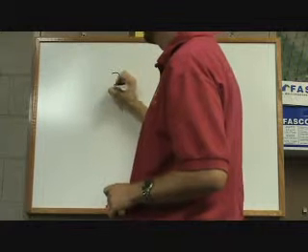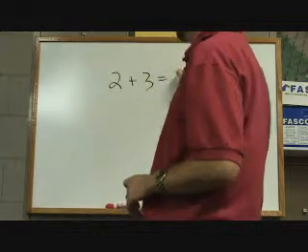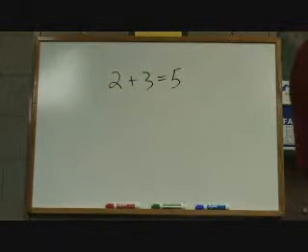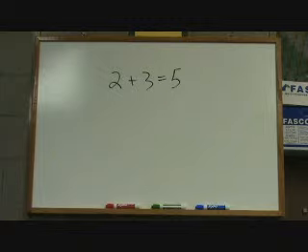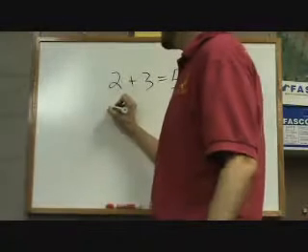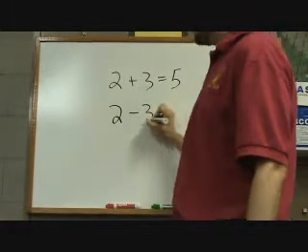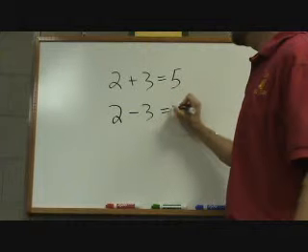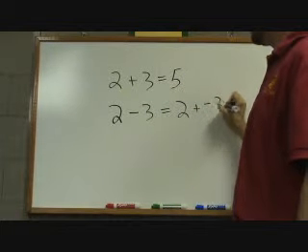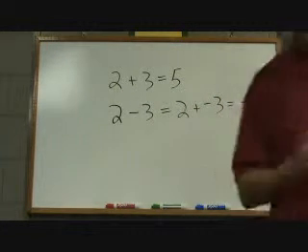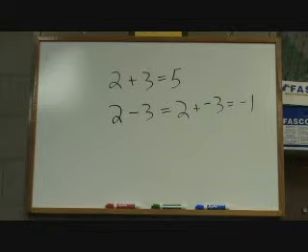So a problem like this, 2 plus 3 equals 5, is pretty standard. This is a problem that we're all familiar with and we understand how to do. Well, when subtraction came along, we realized that actually subtracting is the same thing as adding a negative. So when we have 2 minus 3, this is equivalent to 2 plus a negative 3, which gives us an answer of negative 1. Now, I'm not necessarily teaching about positive and negative numbers, but I'm merely pointing out that subtraction is equivalent to addition.